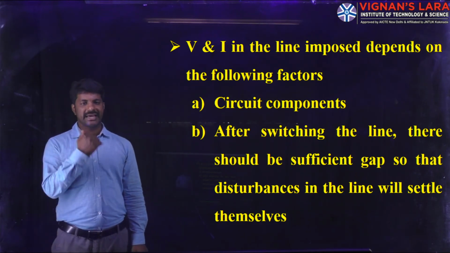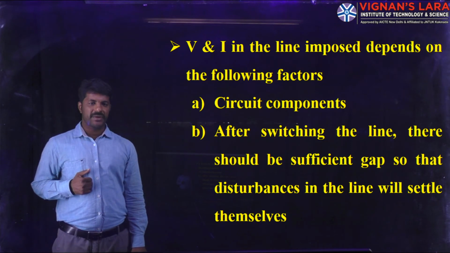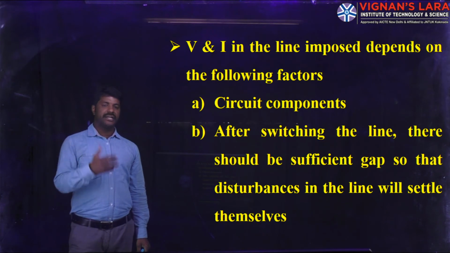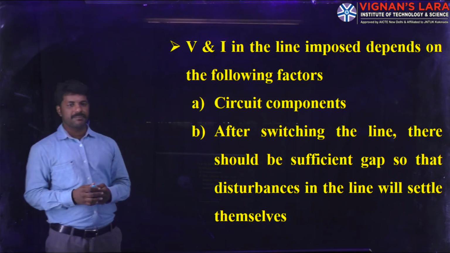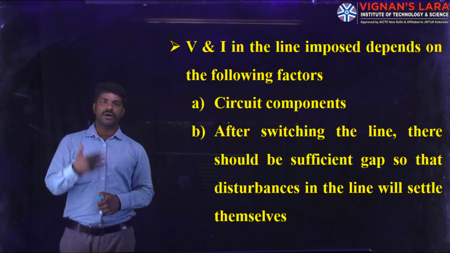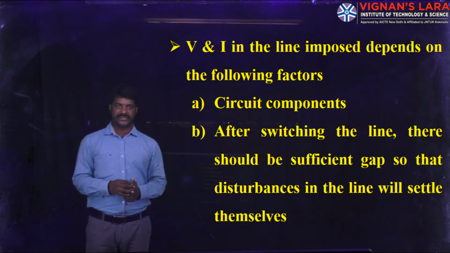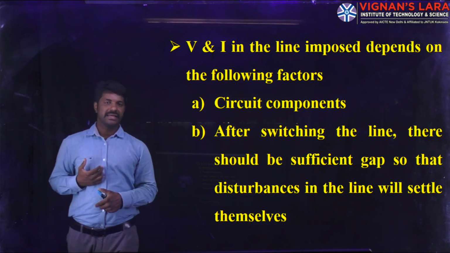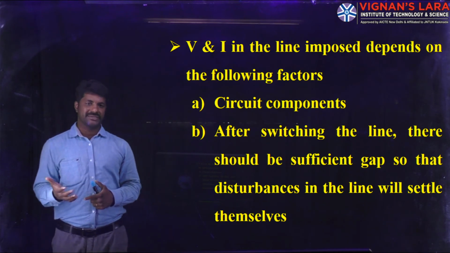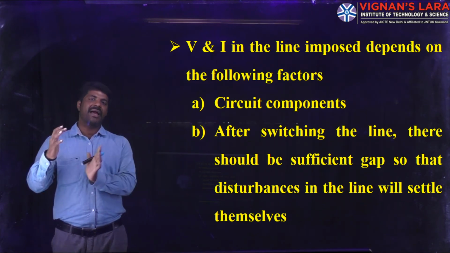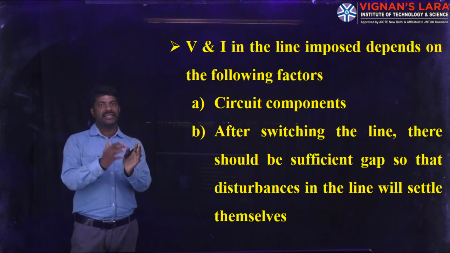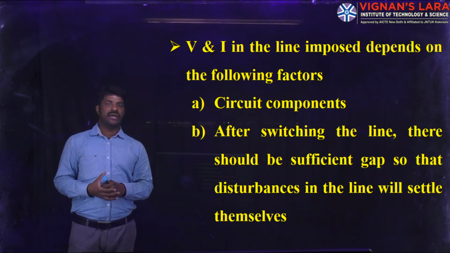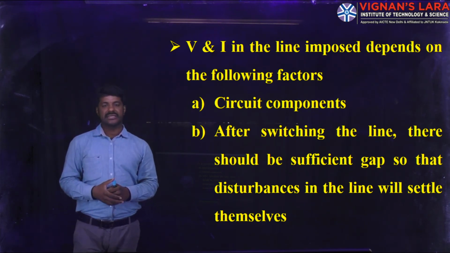So the voltages and currents in this line depend upon the following factors. On what factors will this voltage and current depend? It depends upon the circuit components, because all circuit components have standard ohmic values called resistance, inductance and impedance, forming an inductive or capacitive impedance. So the circuit components decide the magnitudes of voltages and currents, whether they are normal values or exceeded values. Exceeded or normal values will be decided based upon the circuit components.